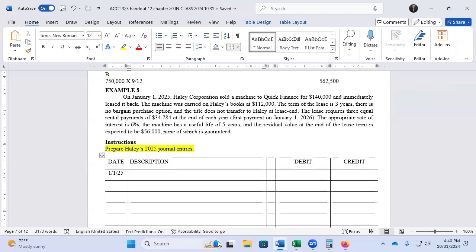So they receive cash, 140,000, and they have to remove the machine off the books, and that's 112,000. And then they'd have a gain on sale of machine for the difference, 28,000.